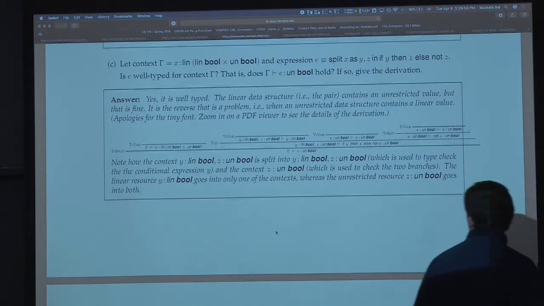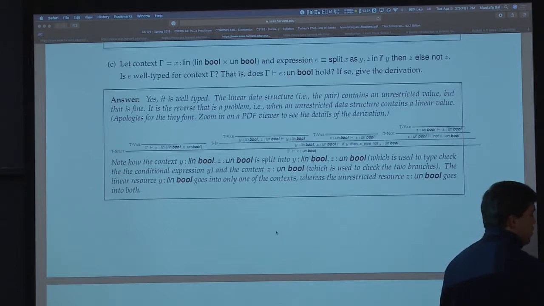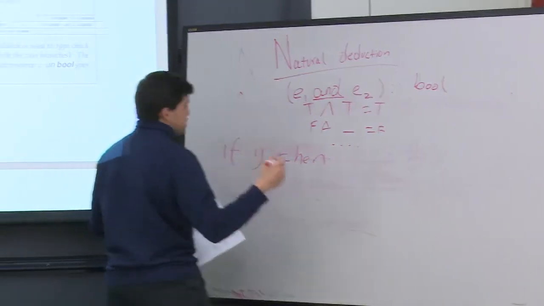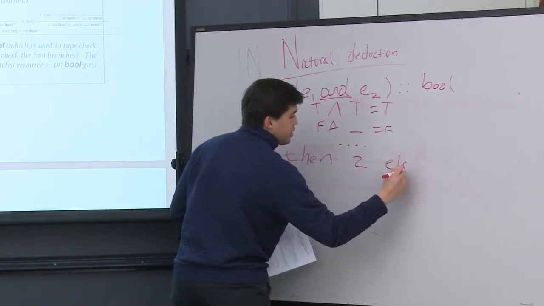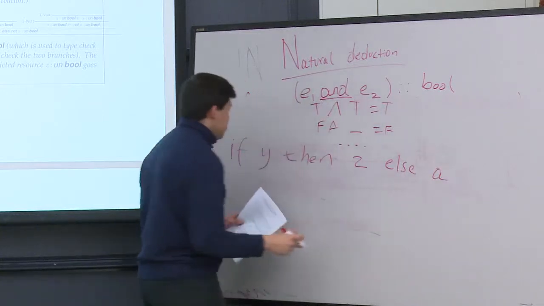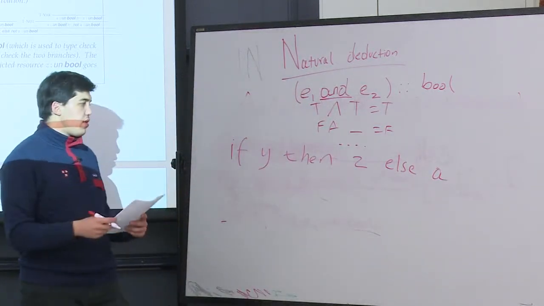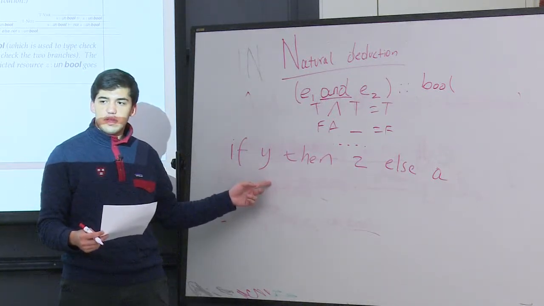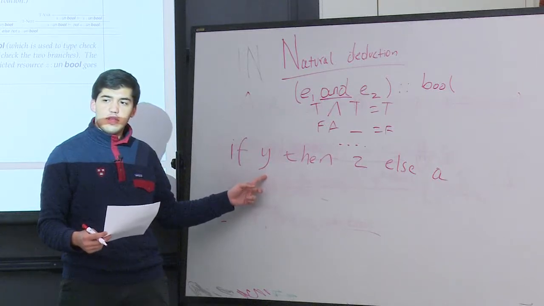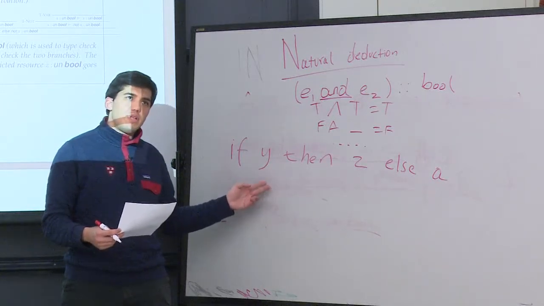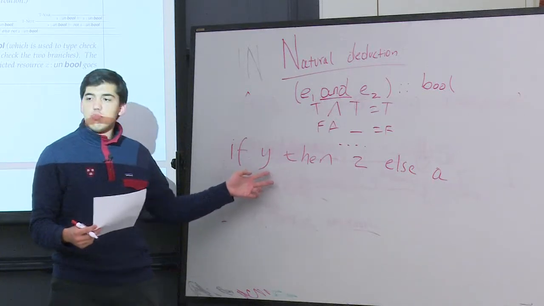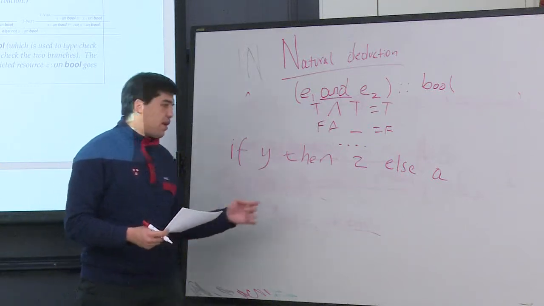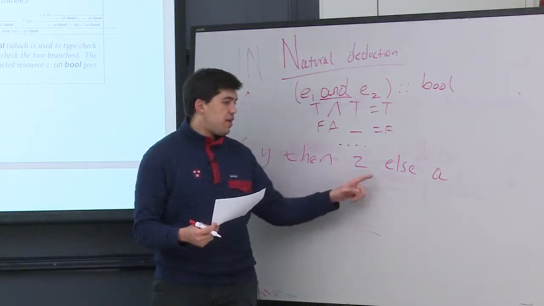So, if y then z else, let's say, a. From an intuitive way, in an if statement right here, for y, what type does y need to be? Lin-bool, but even more intuitively, y needs to evaluate to a Boolean at the end, right? It can't evaluate to a string or an integer. Yeah. Then what would you say about the types of z and a here?